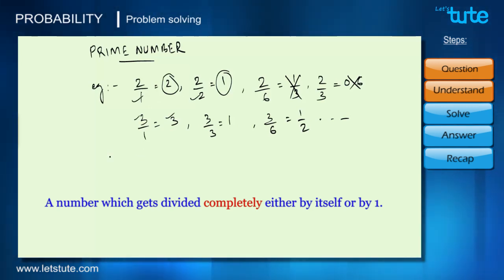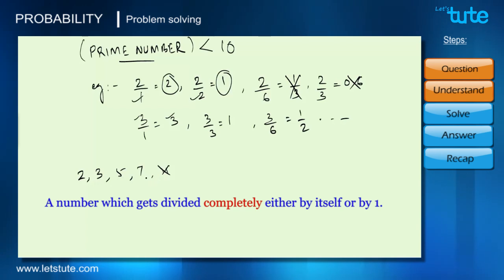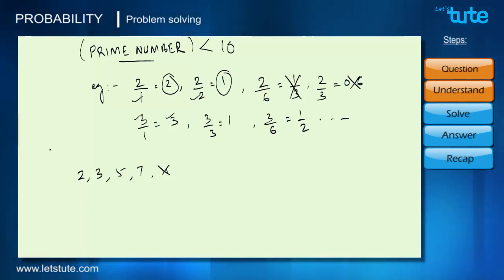Like that, we have a list of prime numbers which can be divided by itself or by 1. So we have to not only find a card with a prime number, but it should be less than 10. So the prime numbers less than 10 will be 2, 3, 5, 7. The next prime number is 11, which we cannot take as it is more than 10. But if we remember, we have cards starting from number 5, which means we cannot really take 2 and 3 as well. So there are 2 prime numbers that we require for this particular event. So these are going to be the favorable outcomes.